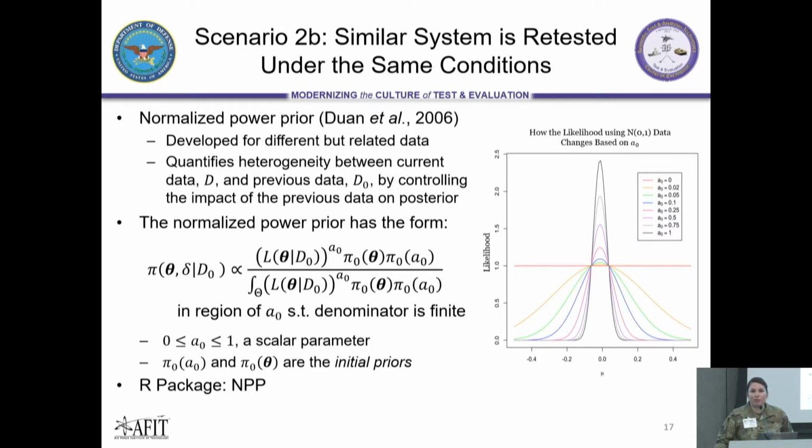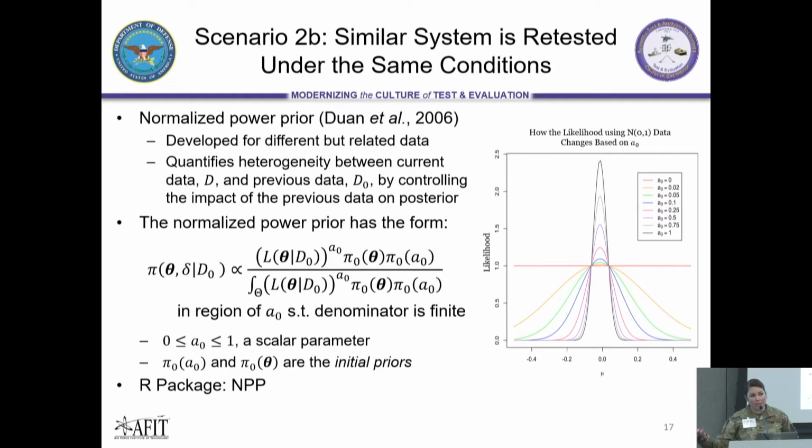So if we have that similar system that is tested under those same conditions again, but has had some difference to it, we can talk about using normalized power priors. So instead of just taking the posterior distribution from your previous test and using it as your prior, you can use what's referred to as a normalized power prior. And what that does is it essentially looks at the difference between your historical data that you had from your test that you would like to incorporate into your analysis through the prior distribution, and says, how similar is that previous data relative to my current data? And if those data start looking commensurate, then you want to use as much of that information as possible.